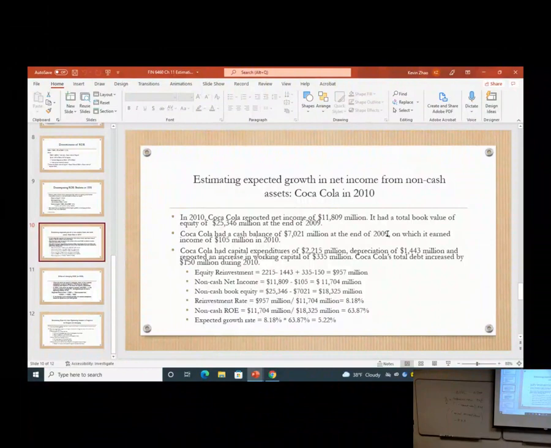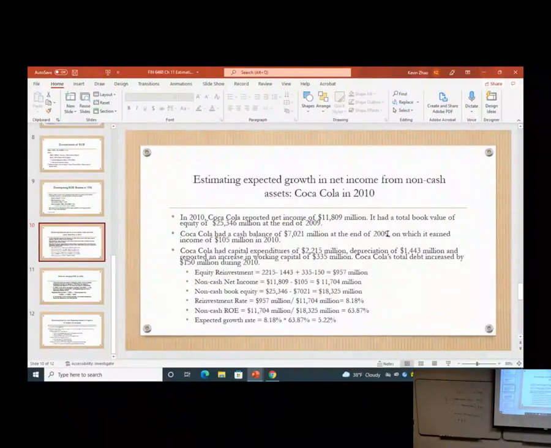Coca-Cola had capital expenditure of $2.2 billion, depreciation of $1.4 billion, and reported an increase in working capital of $335 million. Coca-Cola's total debt increased by $150 million during 2010. So your assignment is to estimate the growth rate based on the information you get here. I think what we are going to do is get those two guys, IR and ROE.